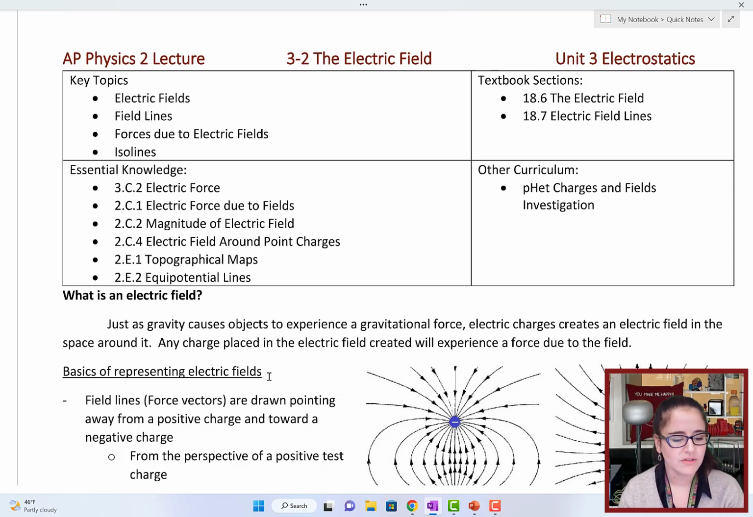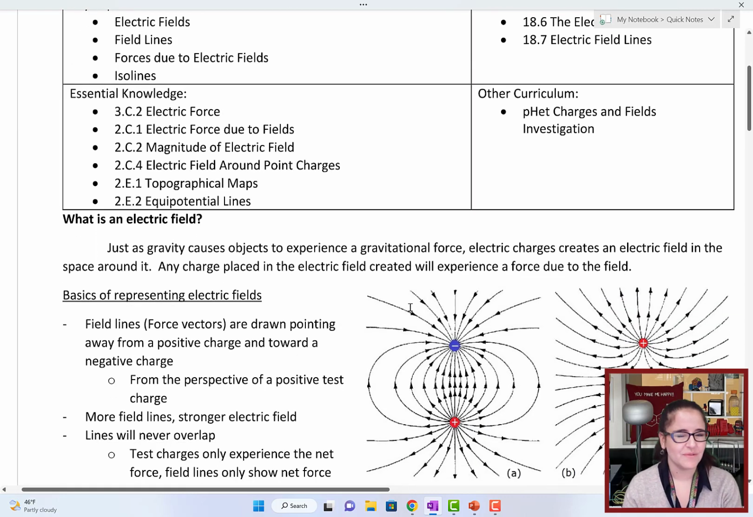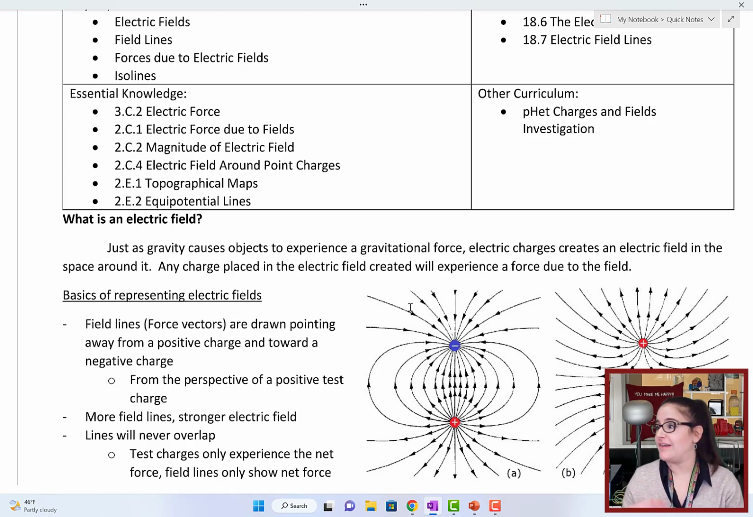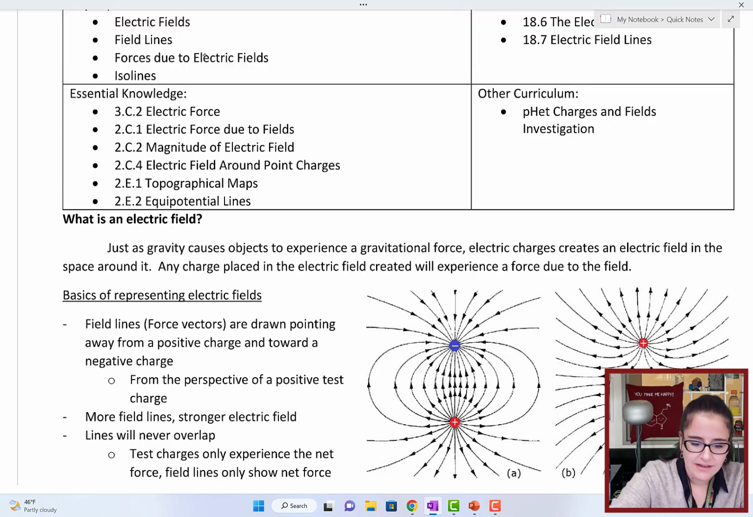Okay, so what is an electric field? I think one of the easiest ways to think about it is to relate it to something that we're a lot more comfortable with, gravity. A gravitational field is anywhere around a mass where another mass would feel a gravitational force. And it is the same for electricity. If you have an electric force, any charge placed in that electric field will experience a force due to that field.